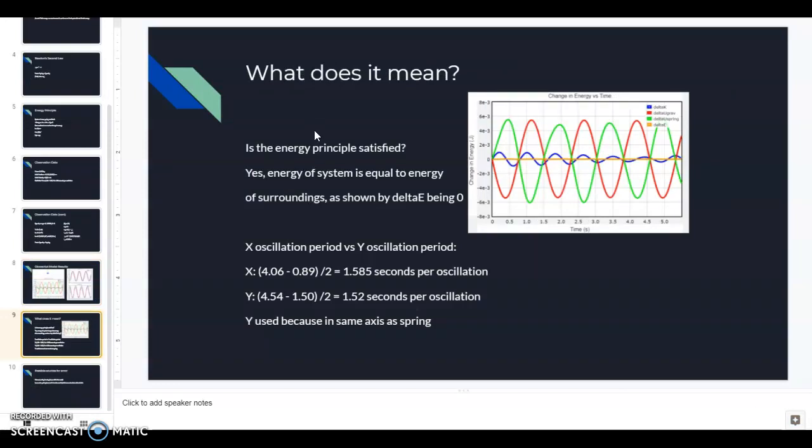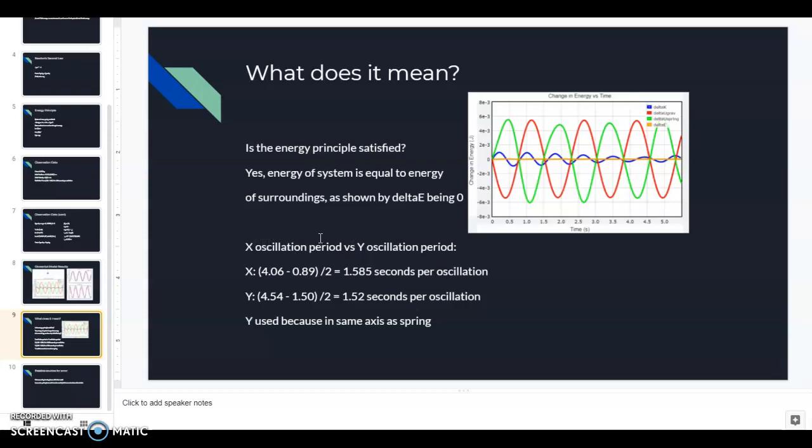And in terms of the what does it mean questions, the energy principle is satisfied because the energy of the system is equal to the energy of the surroundings, as shown by the delta E being 0, because the surroundings did not really interact with the system, and so it's just no work is being done on the system.